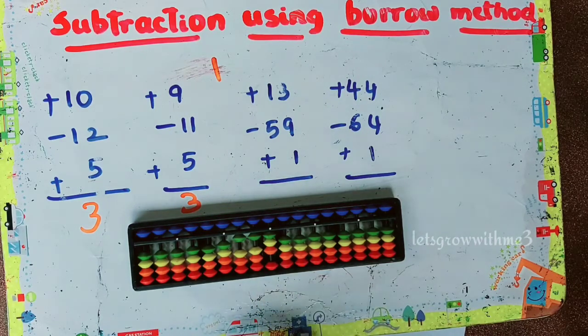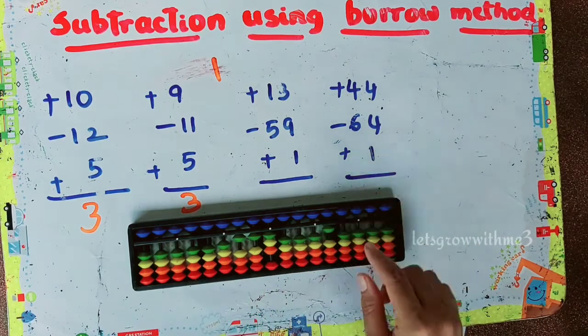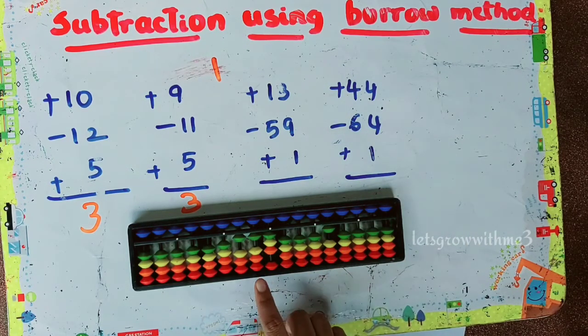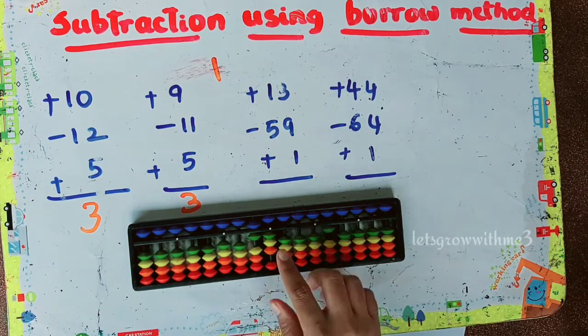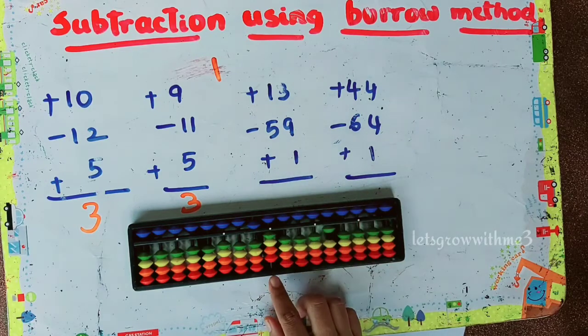Then take the borrow from the leftmost rod, which is in hundreds place, and represent that into the same here. Okay, 100th position, one bead up. So now subtract minus 5. How to subtract? Minus 10 plus 5. Okay, then we have minus 9 over here. How to do minus 9? Minus 10 plus 1, big friend.